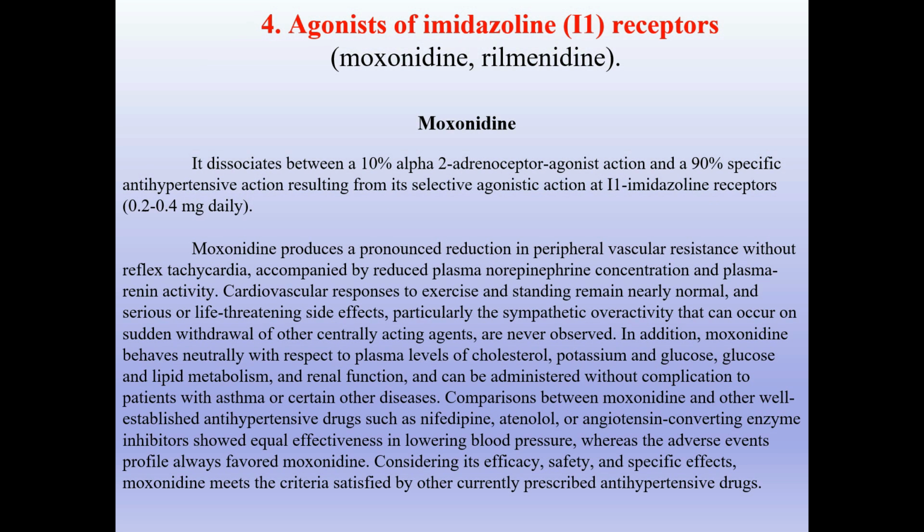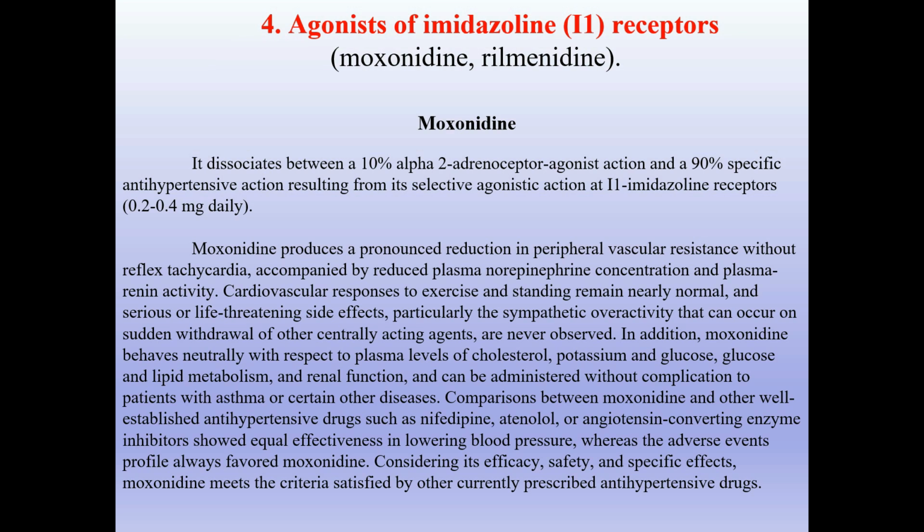Moxonidine. It distinguishes between a 10% alpha-2 adrenergic receptor agonist action and a 90% specific antihypertensive action resulting from its selective agonistic action at I1 imidazoline receptors, 0.2 to 0.4 milligrams daily.